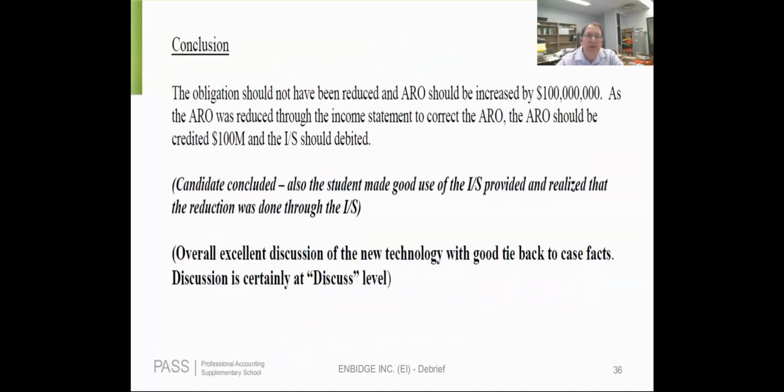So the obligation should not have been reduced. ARO should be increased. And it was reduced through the income statement. So to correct it, do the income statement. Beautiful. Overall, excellent discussion.